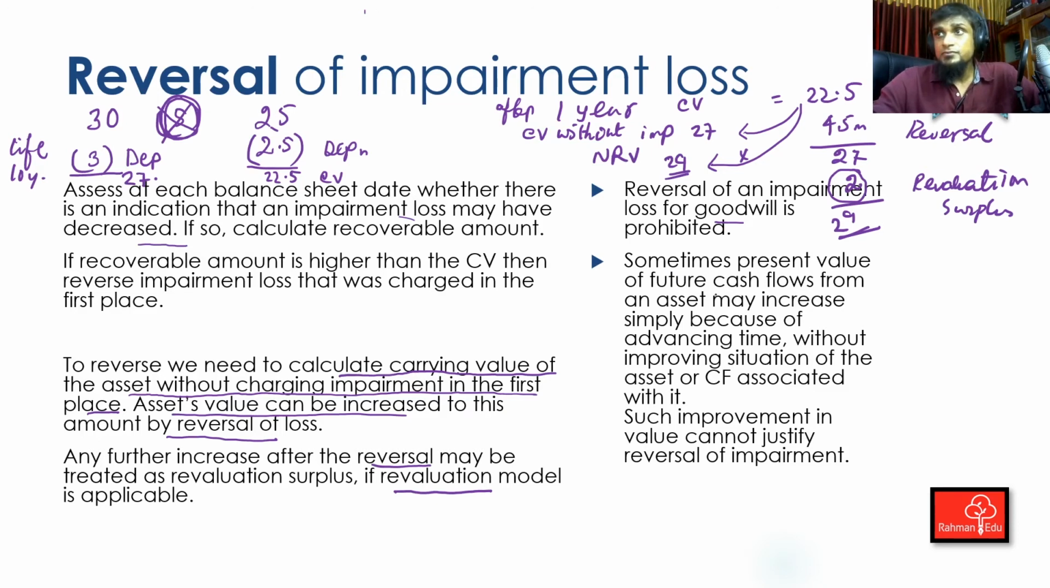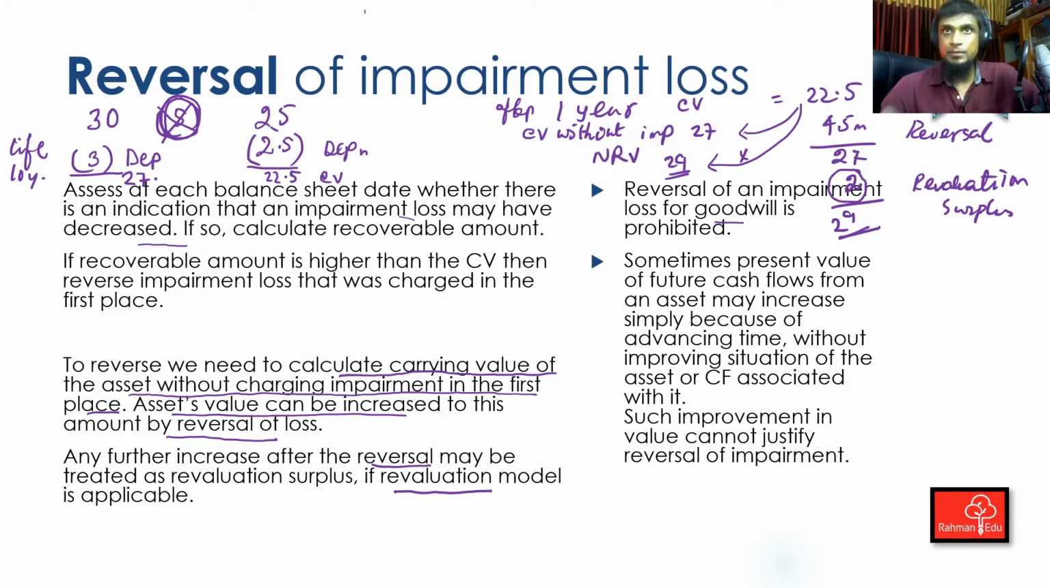Now, sometimes the present value of future cash flow of that asset may increase simply because of advancing time without changing the real situation. The asset did not improve. The effect of discounting simply changed. Value in use changed as a result. And this cannot be taken as an indication of reversal of loss.